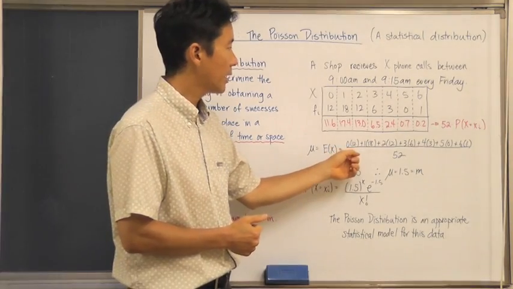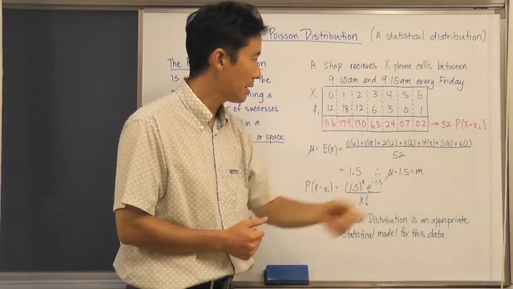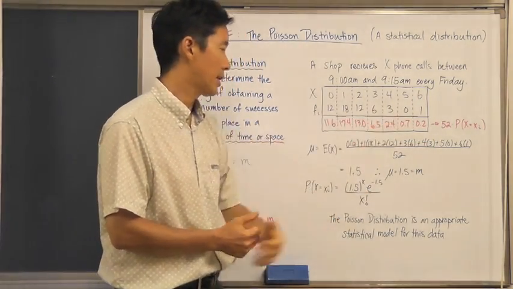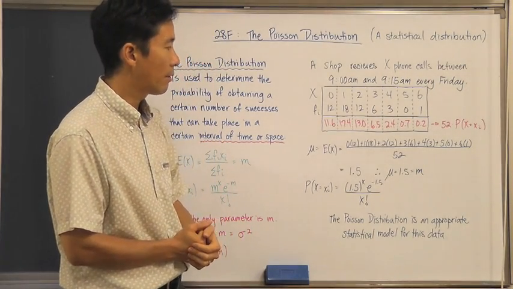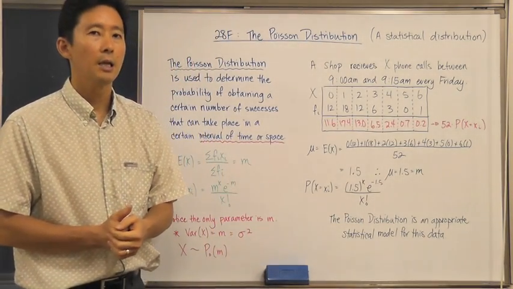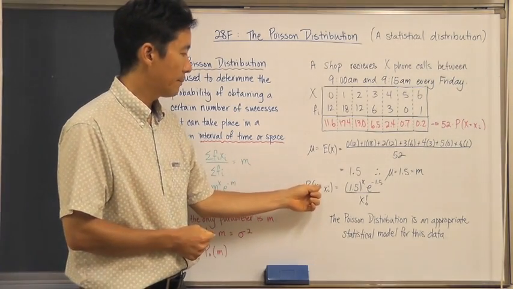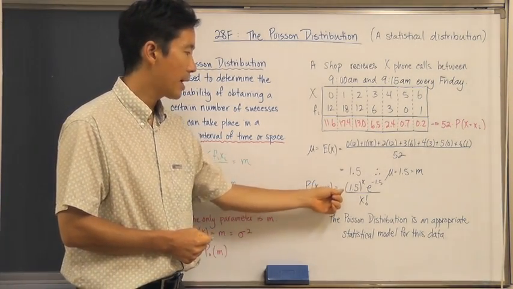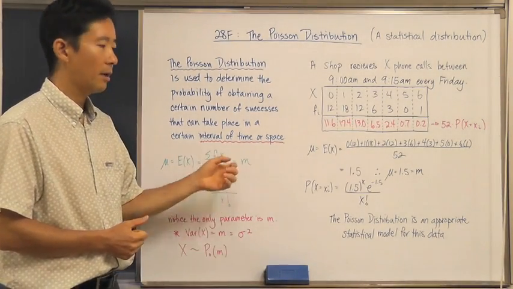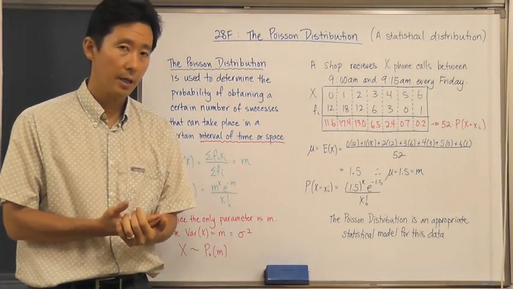We can calculate what that is by just saying 0 times 12 plus 1 times 18, etc., and divided by 52 because there's about 52 Fridays that we've accounted for here. So what we come out with is 1.5, the mean being 1.5, and therefore for the Poisson distribution, the parameter m is going to be 1.5 as well. So I can say then that P(X = x_i) is going to be exactly the same thing as 1.5 raised to the x power times e to the negative 1.5 divided by x factorial.